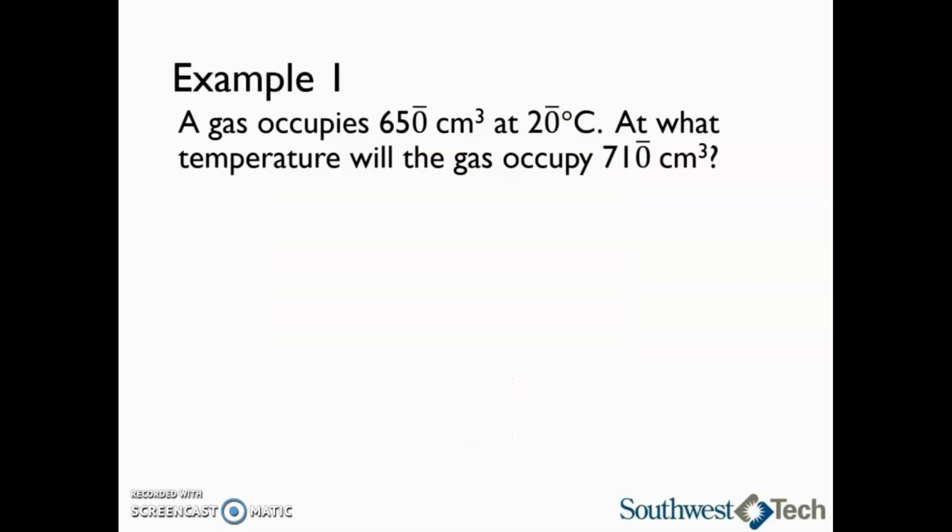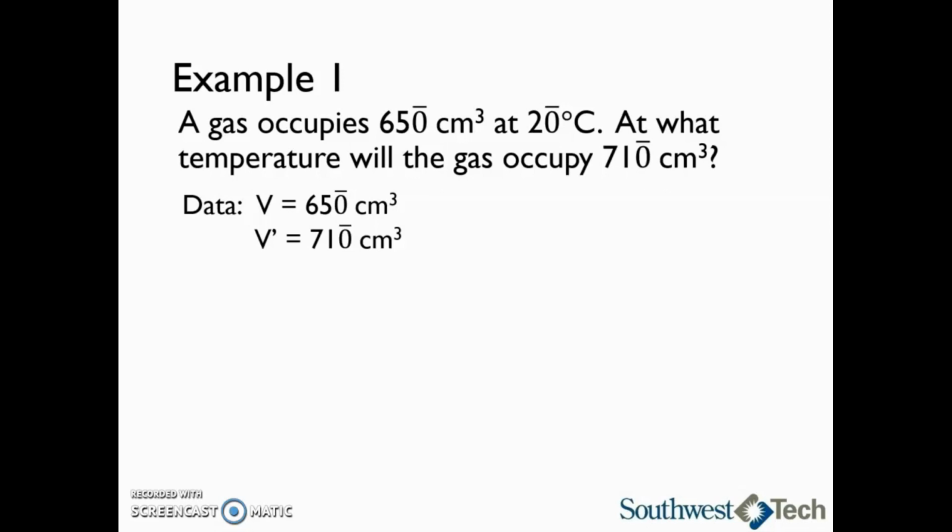Let's go through a calculation of Charles's law. A gas occupies 650 cubic centimeters at 20 degrees Celsius. At what temperature will the gas occupy 710 cubic centimeters? First, we will write down all of the data we were given. We know the original volume, V, is 650 cubic centimeters. The new volume, V prime, is 710 cubic centimeters.